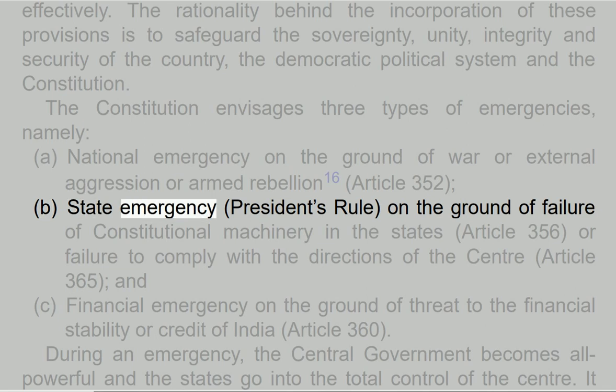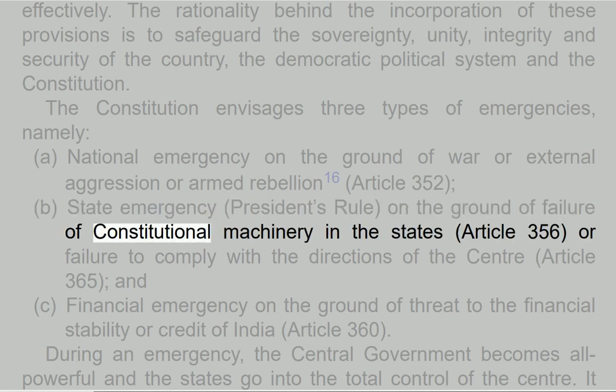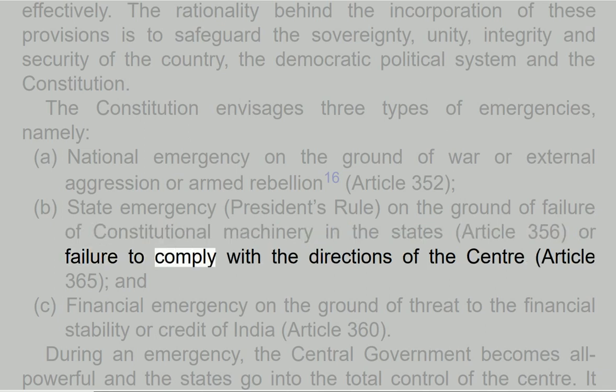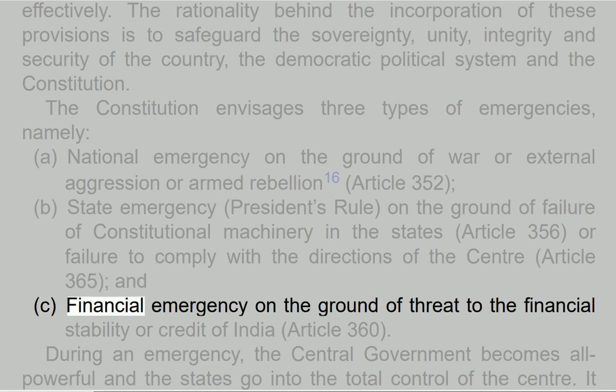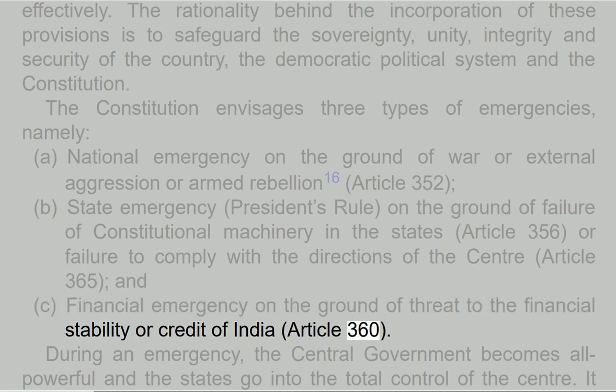b. State emergency, President's rule, on the ground of failure of constitutional machinery in the states, Article 356, or failure to comply with the directions of the centre, Article 365; and c. Financial emergency on the ground of threat to the financial stability or credit of India, Article 360.